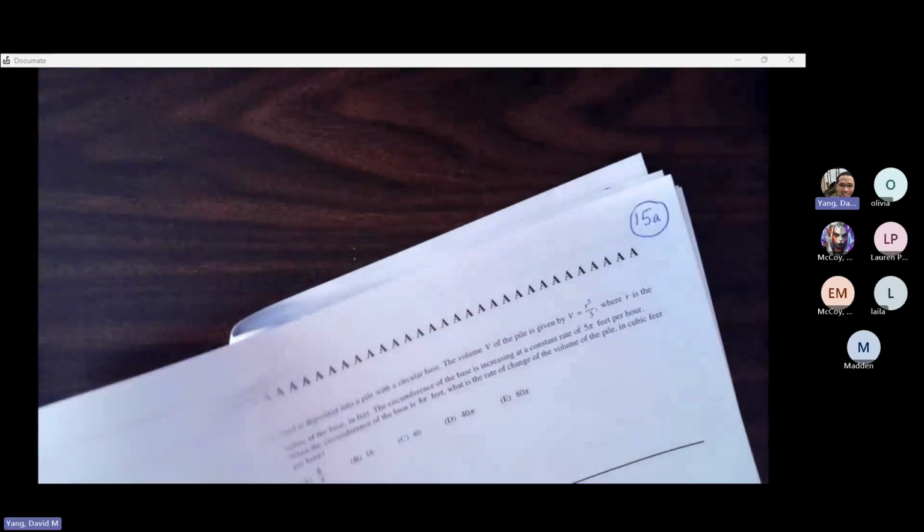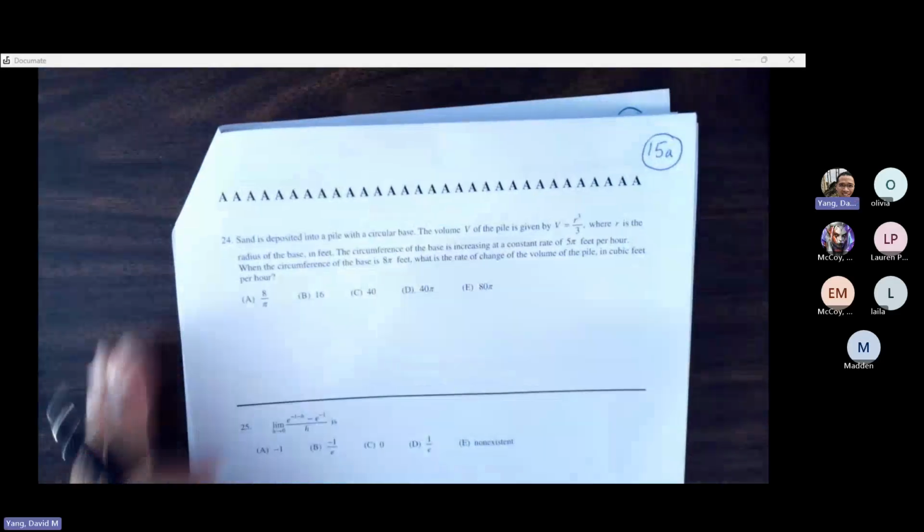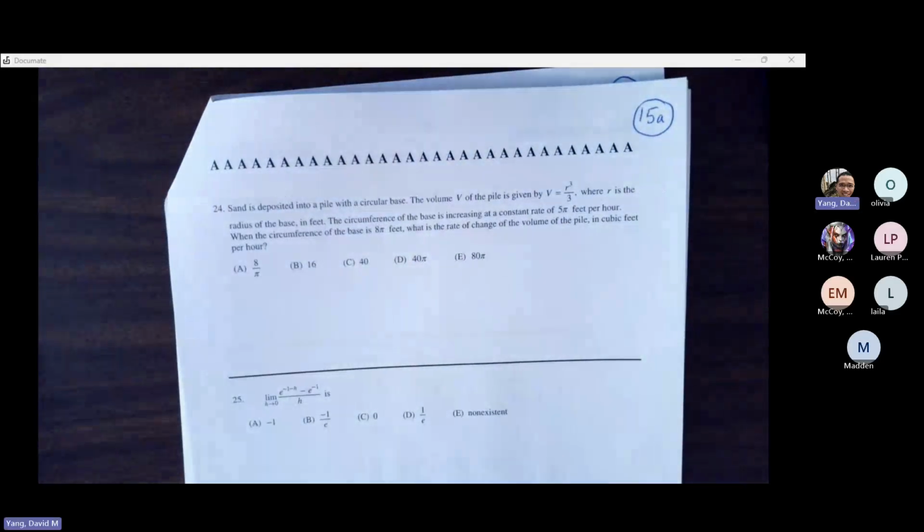Okay, 24, page 15. Sand is deposited into a pile with a circular base. The volume is given by V equals r cubed over 3, where r is the radius of the base in feet. The circumference is increasing at a constant rate of 5 pi feet per hour. The circumference of the base is 8 pi feet. What is the rate of change of the volume of that pile in cubic feet per hour?